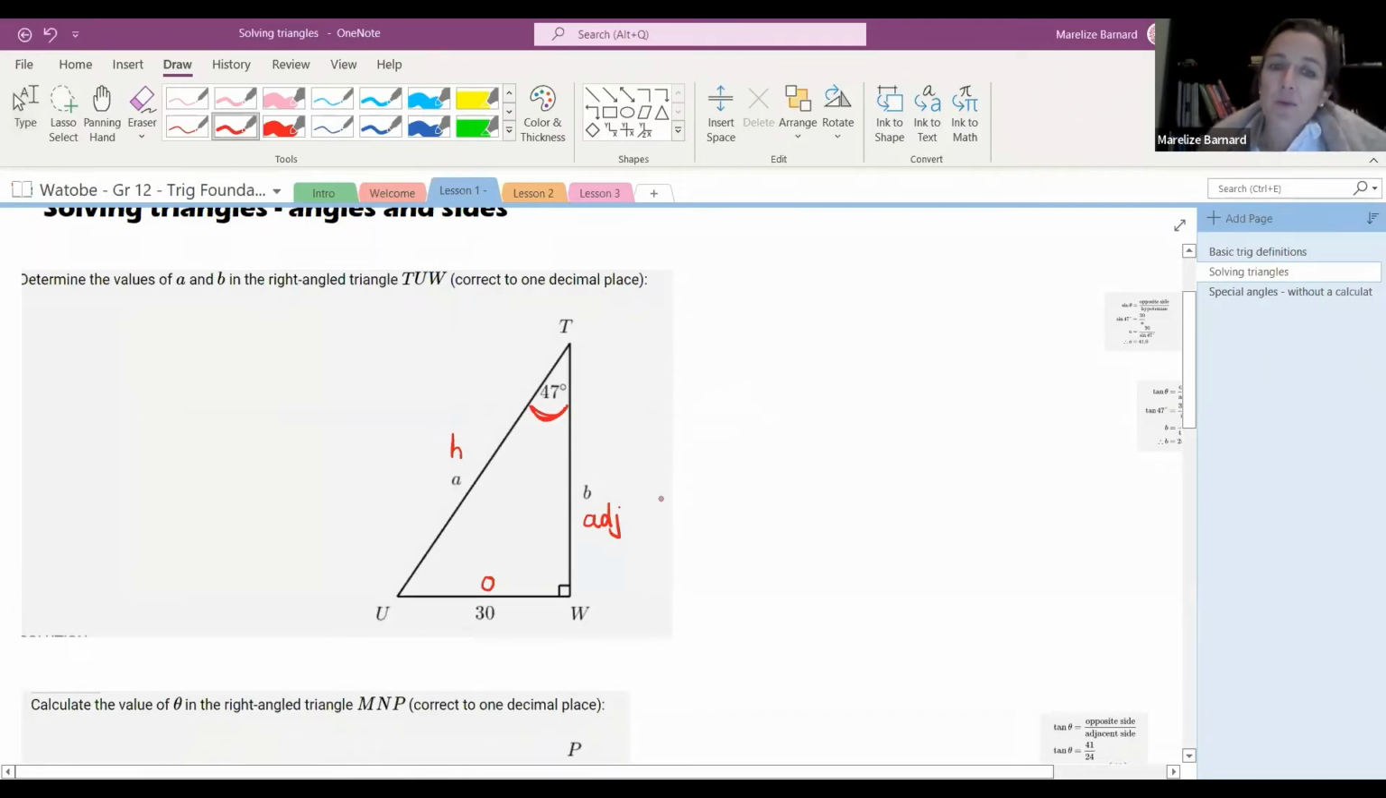Okay, so we're going to make a trig ratio with the angle that we have, the side that we have, and the side that we want. We want side A, and the side that we have is 30. So that's the opposite and the hypotenuse. So that is sine. Sine of 47 is 30 divided by A.